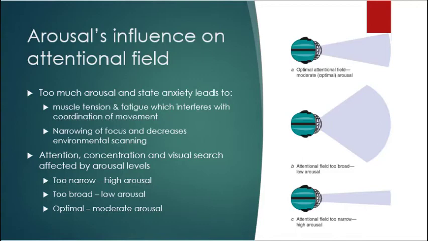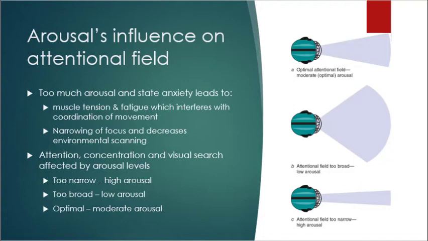Research indicates that when we have too much arousal and state anxiety, it leads to muscle tension and fatigue, which interferes with the coordination of movement. It narrows our focus and decreases our environmental scanning. Our attention, concentration, and visual search are also affected by arousal levels. When we are under-aroused, we have too broad of a visual search. We take in a bunch of irrelevant cues, therefore missing the relevant cues. On the contrary, when we get over-aroused, you find that our focus narrows and we miss relevant cues.